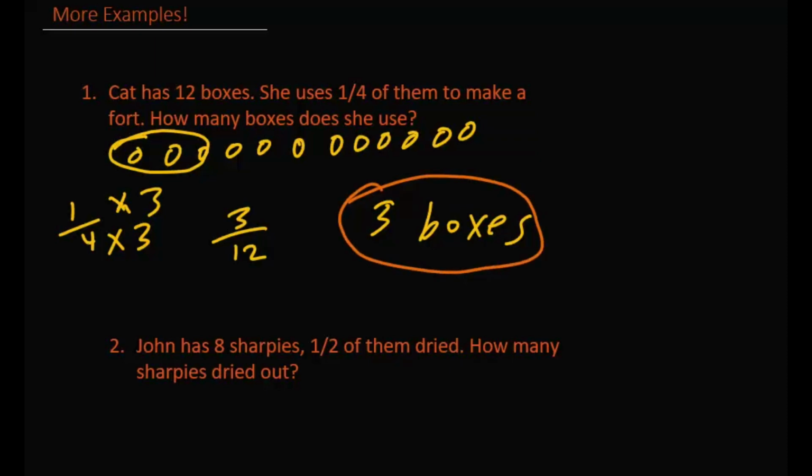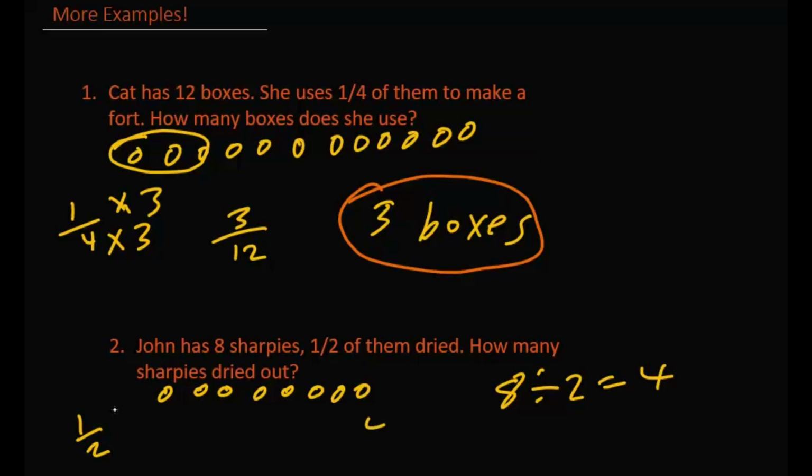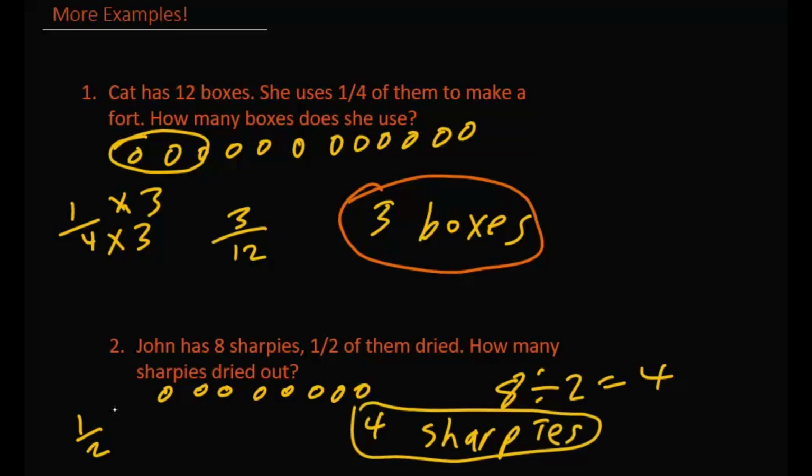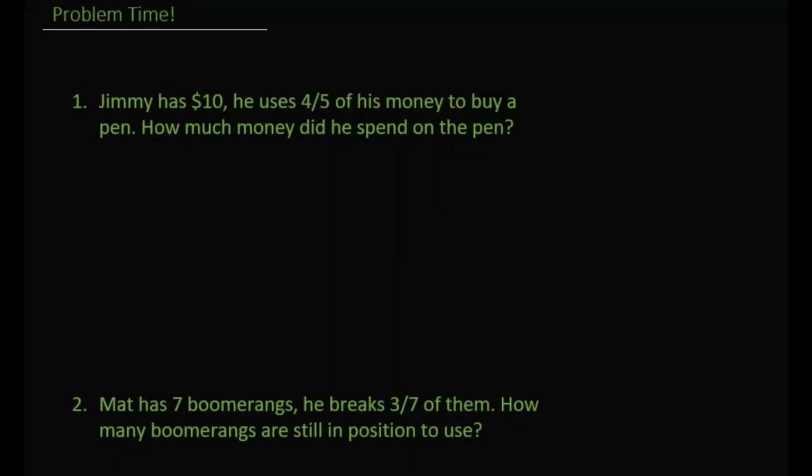Okay, now the second question says, John has 8 Sharpies. Half of them got dried out. How many Sharpies dried out? Okay, so 8 Sharpies. 2, 3, 4, 5, 6, 7, 8. Half of them. So now we can do 8 divided by 2, which equals 4. So how many Sharpies dried out? The answer is 4. 4 Sharpies dried out. Circle that.